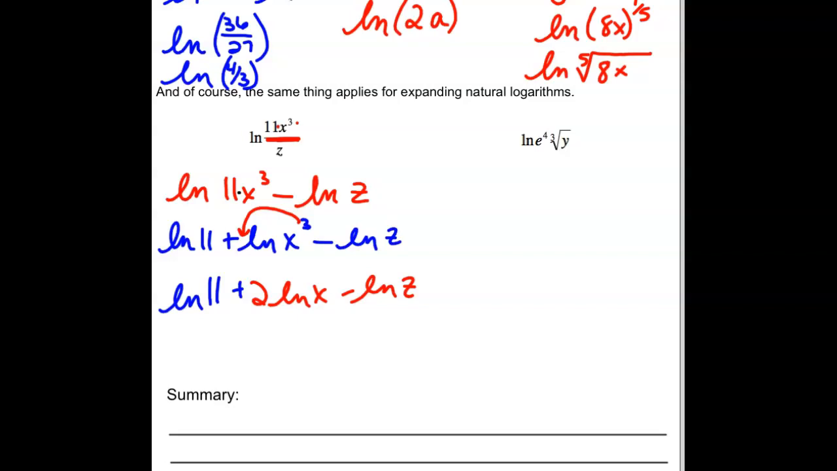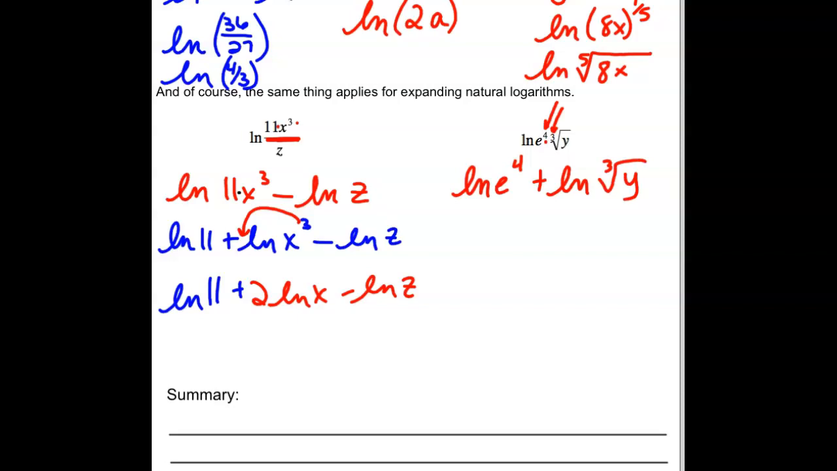Okay, let's see what you did. I see powers, both a whole number power and a fraction power, that cube root, and I see multiplication. So let's pull apart the multiplication. We've got the natural log of e to the 4th plus the natural log of the cube root of y.